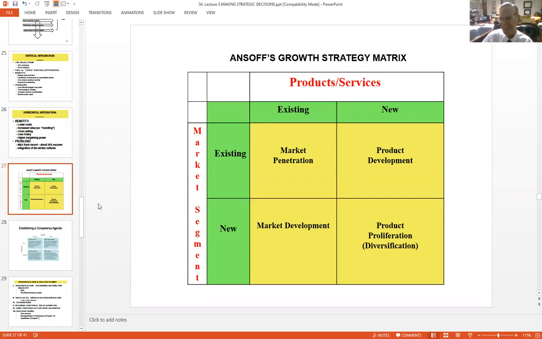Now, what happens if we get to the other country and we find out that they don't like our product the way it is, that the way they make and buy this product is different?